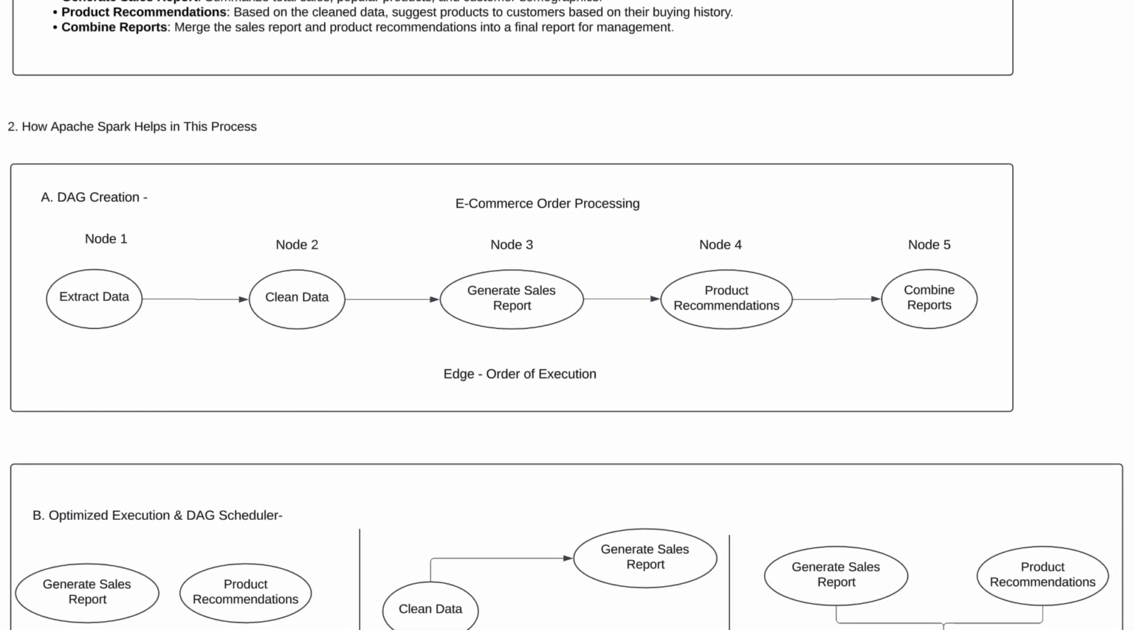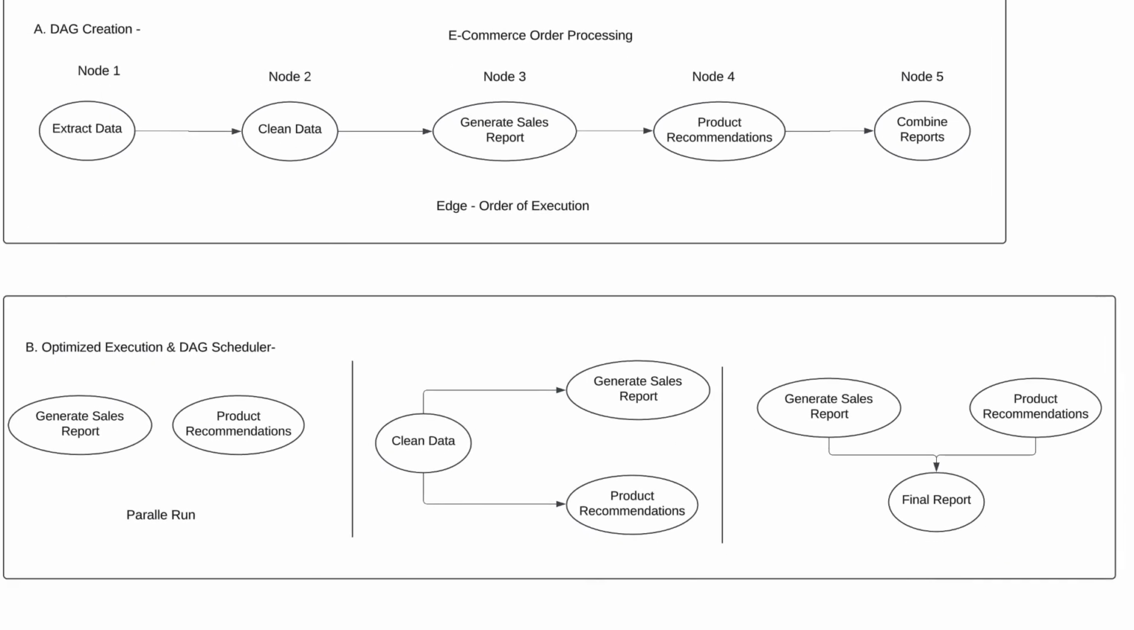So for this DAG creation, we can look for optimized execution also, if there is any other way to process this data efficiently. In this optimized execution, Spark looks at the DAG and decides the best way to execute these tasks. Independent tasks can be run in parallel to save time. For example, generating the sales report and recommending the products are both independent of each other, so they can be run at the same time because they don't really depend on each other. This parallel execution helps to speed up the process.